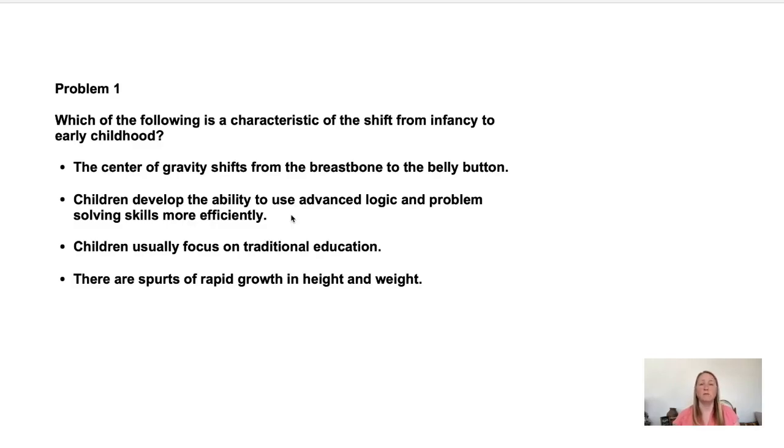Advanced logic and problem-solving is incorrect. That comes in middle childhood. Early childhood thinking is more imaginative. Traditional education focus is incorrect. This happens in the school-age years. Early childhood is more learning through play. Rapid growth in height and weight. Rapid growth spurts is incorrect. These occur in infancy and again in adolescence, not in early childhood.